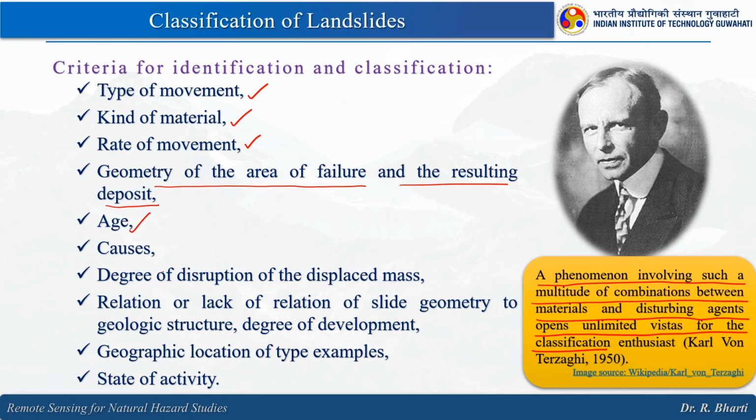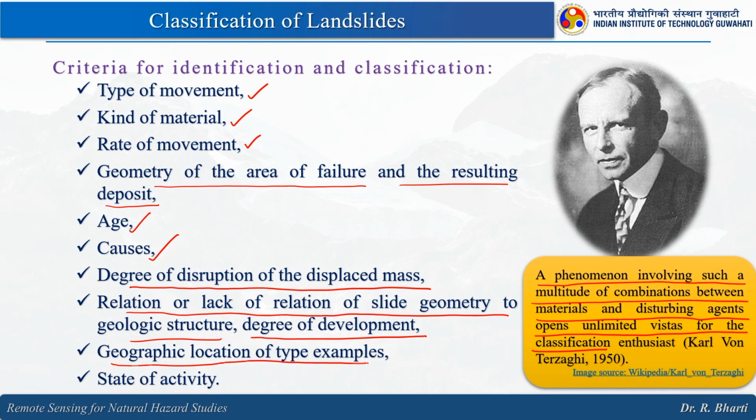Then what is the age, what are the causes. So, based on the causes also you can classify the landslides. Then degree of disruption of the displaced mass. Then comes the relation or lack of relation of slide geometry to geological structure, degree of development. Then geographic location of type examples, then state of activity. So, all these have been used by various researchers to classify the landslides. So, let us understand one by one.